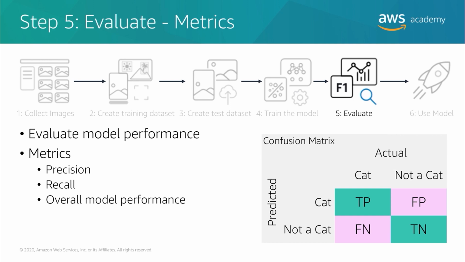With a true negative, the model correctly predicts that a custom label isn't present in the test image. For example, Amazon Rekognition Custom Labels doesn't return a cat label for an image that doesn't contain a cat.